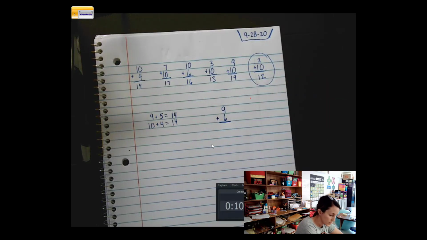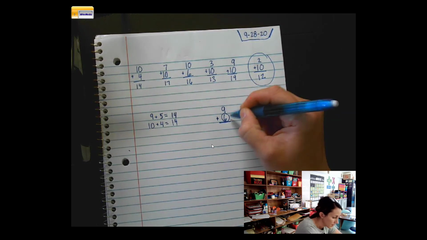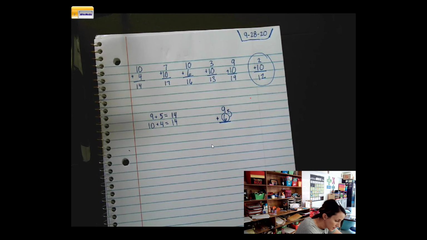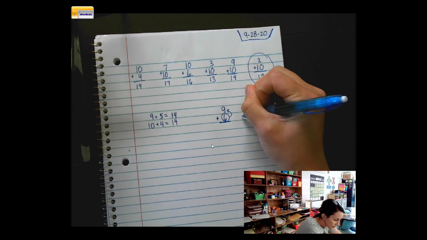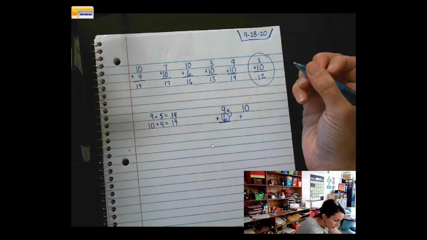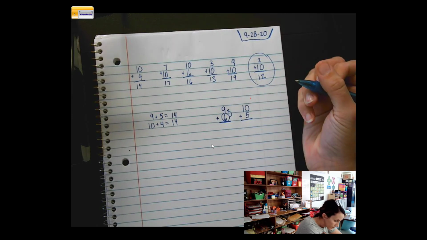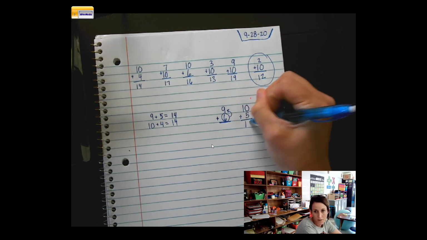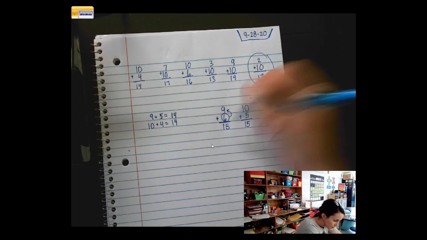Okay, so to change it into a tens fact, I'm going to take 1 from the 6 and give it to the 9 to make it 10. This is just a little visual for you. So this would turn it into a 10, plus if I took 1 away from 6, it's going to be 5. Very good.